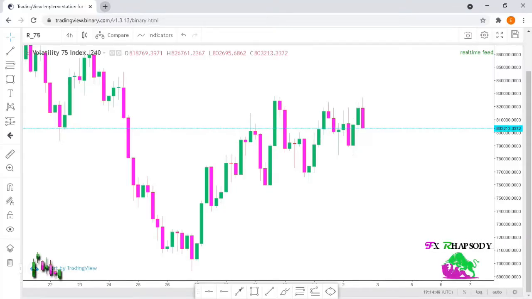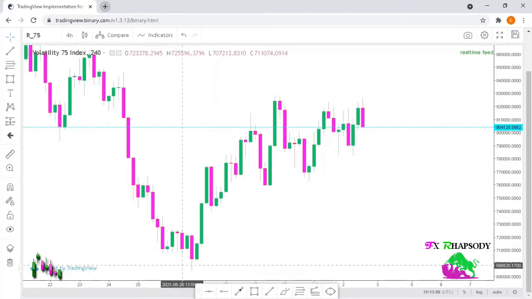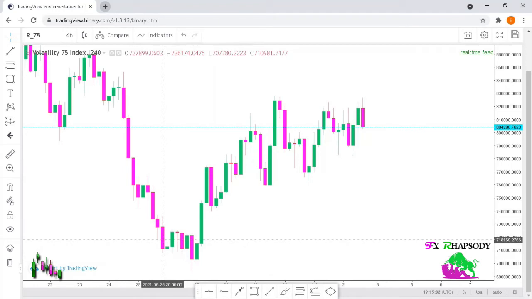Today we are going to be looking at VIX75 or Volatility 75 Index. I'm just going to show you a little bit of how I tackle the charts when it comes to VIX and how I trade it, and a little bit of Fibonacci, support and resistance, that kind of thing. So let's just get stuck in it.